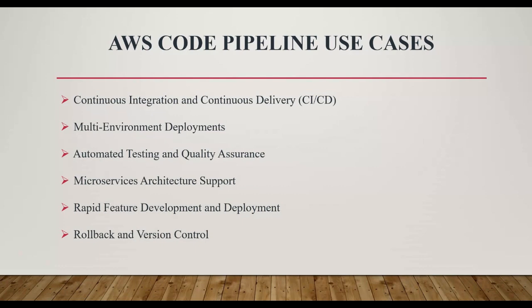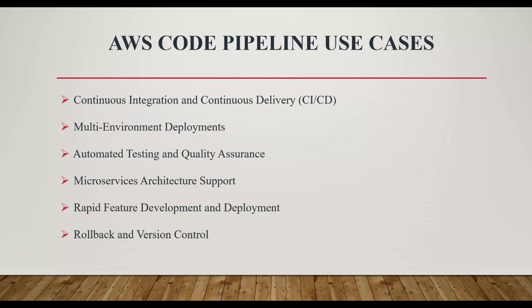The next is microservices architecture support. CodePipeline is beneficial for deploying microservices, as each microservice can have its own pipeline dedicated to the build, test and deploy steps. This provides flexibility for updating individual services without impacting any other applications. In this architecture, it doesn't impact the entire application. It only provides the flexibility for updating individual services.